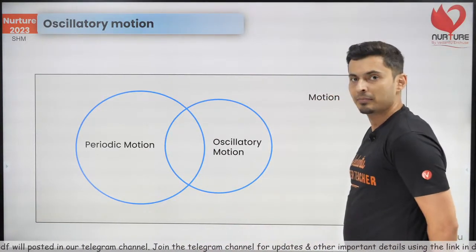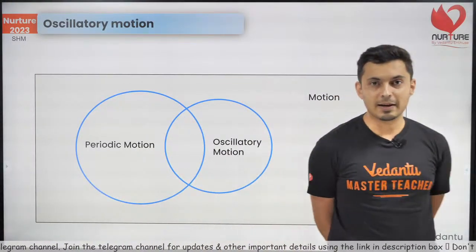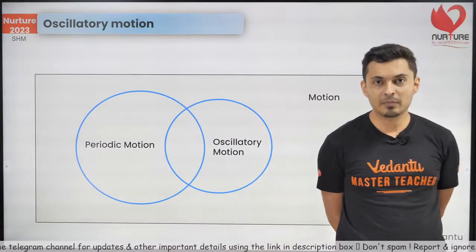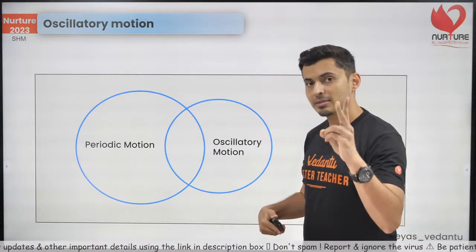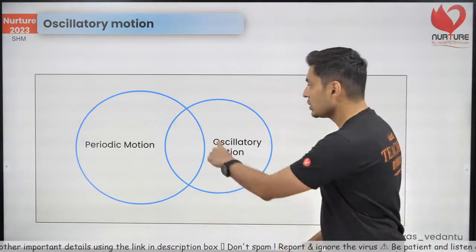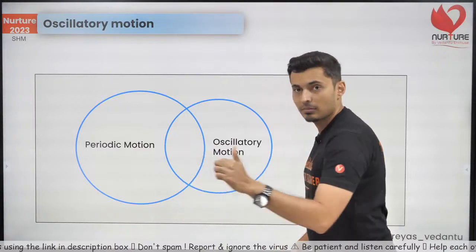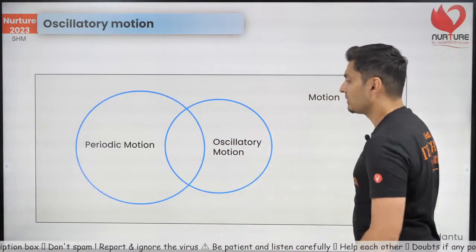I'll give you an example. Right now I'm here. I go here in 1 second. I come back here in 1 second. I go here again in 1 second and I come back here in 1 second. I keep doing that. Is my motion periodic? Yes. Is my motion oscillatory? Yes. So it will lie in this intersection. Agreed? Because it is repeating after a fixed time interval and I'm going to and fro.